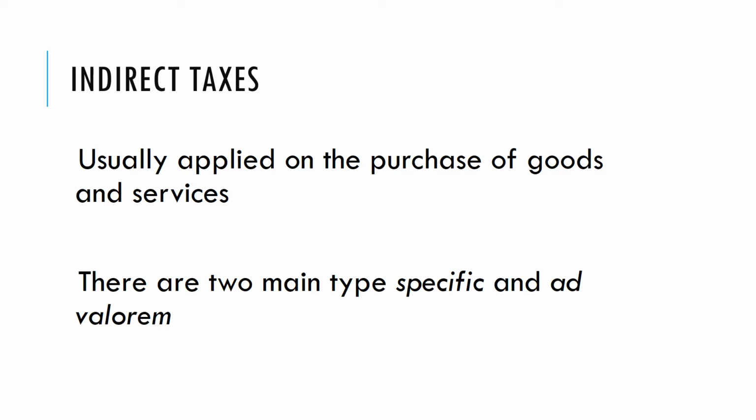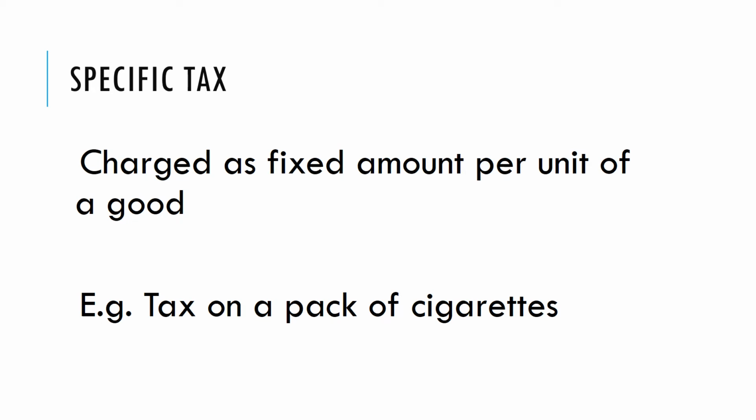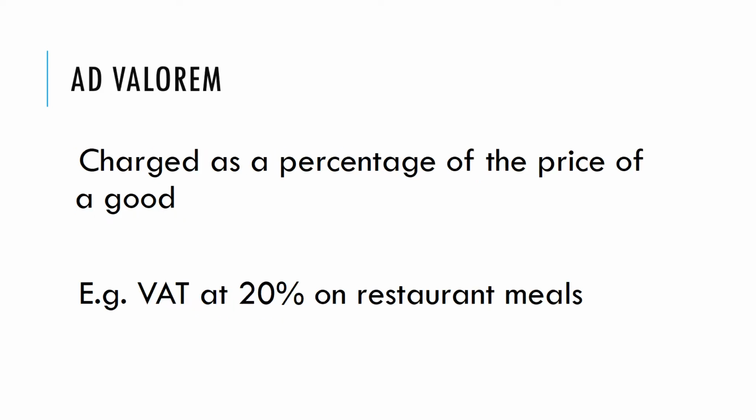These are taxes that are normally applied when you buy a good or service. And there are two main types, specific and ad valorem. A specific tax is one that's charged as a fixed amount per unit of a good. So for example, a tax on a pack of cigarettes might be 30 cents, which means you add 30 cents onto the price of a pack of cigarettes.